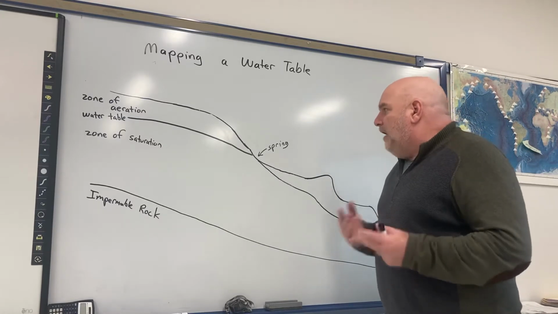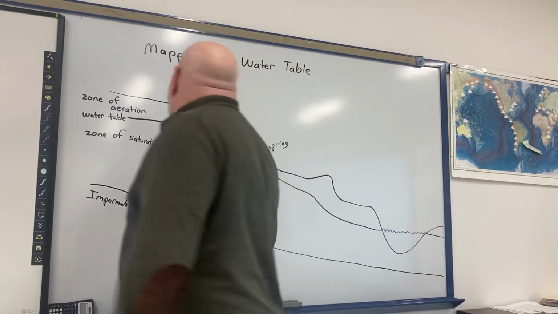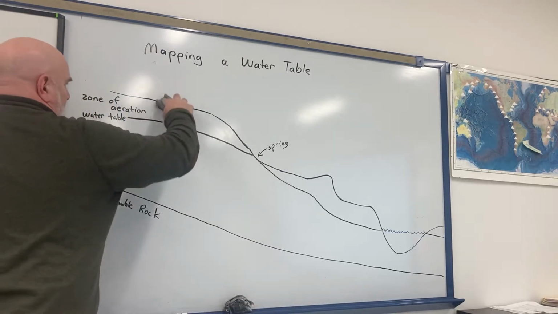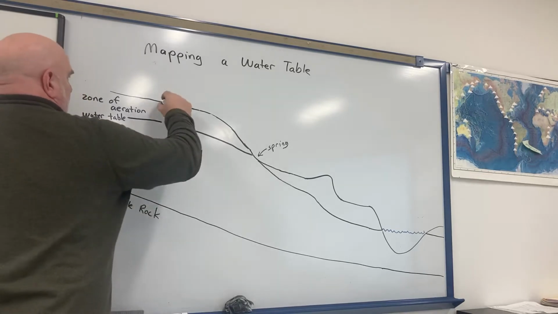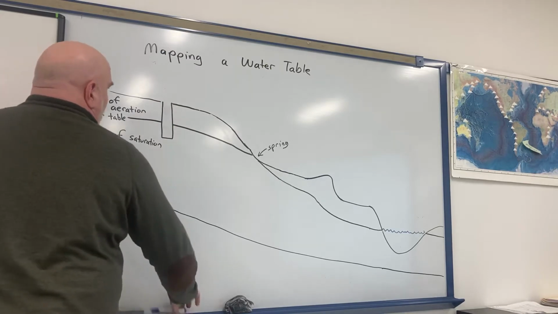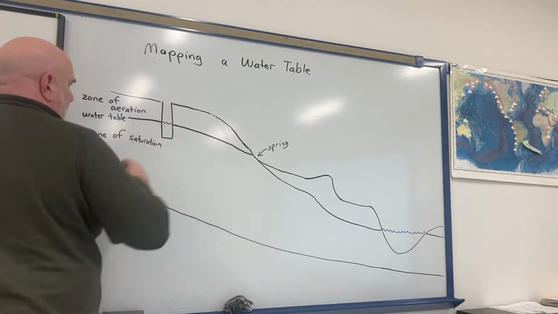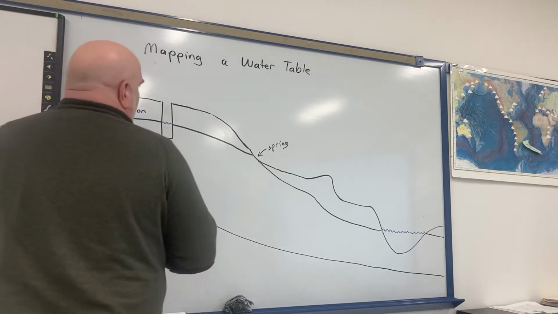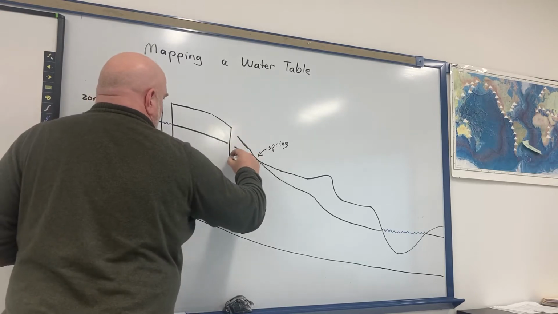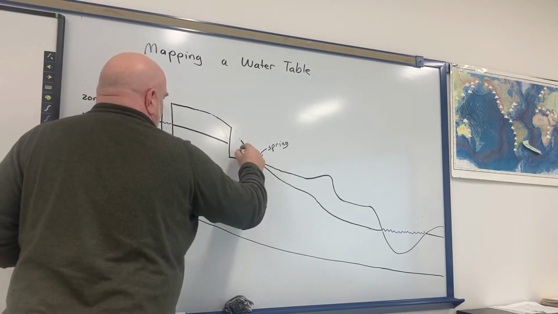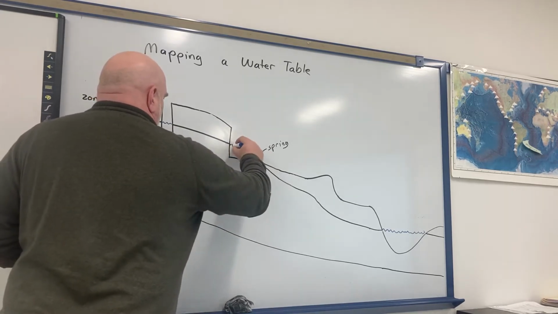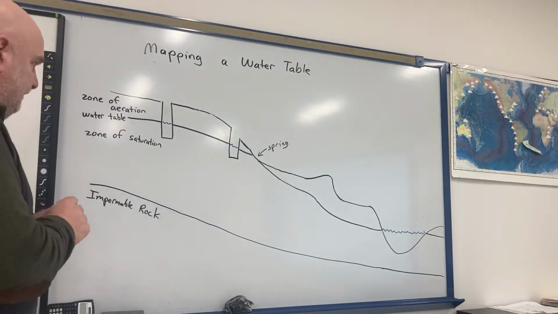All right, now how you get a well? How you get a well would be like if I drilled a hole right there, all right? I drilled a hole right there, and then that hole would fill up with water to the level of the water table. Right? Or if over here, I drilled a hole right there, that hole would fill up with water to the level of the water table.